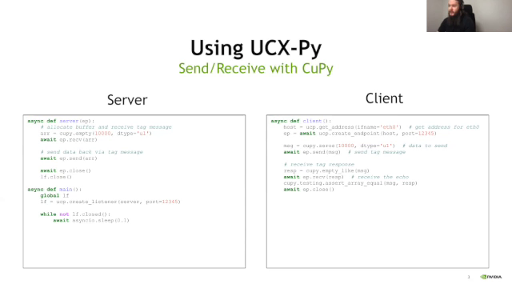The client side shown on the right creates an endpoint that connects to the server's listener, then creates a CUDA array filled with zeros. Following that, it then performs the message transfer in reverse order. Send the array data and receive the data back on a new empty CUDA array.